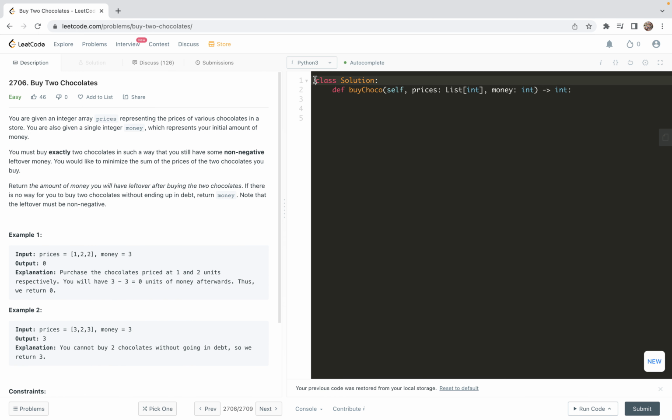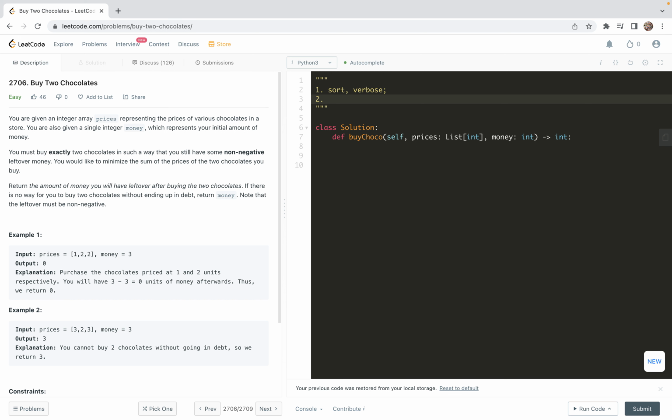So in this video, we are going to do two things. The first method is going to be based on sort. I would say it's very verbose or brute force. And for the second way, we're going to try to use an O(n) solution, a linear solution, where we find the two minimum, the two least expensive chocolates. This is our big picture.